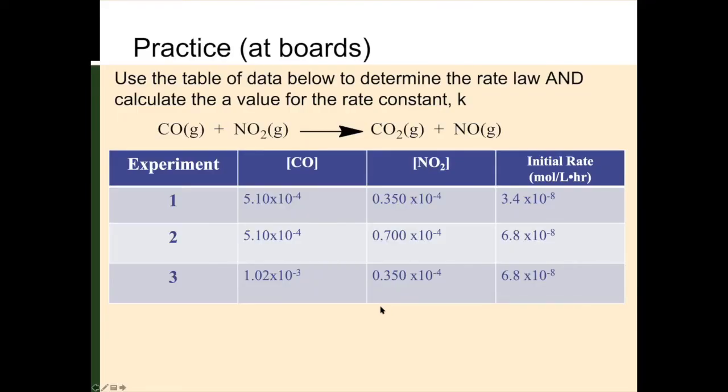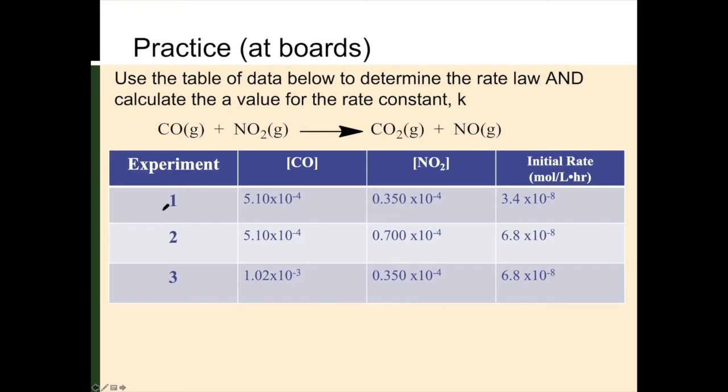Okay, so now what I want to do is use this data table, and we're going to use the more formulaic way to solve for the rate law to answer this question. What we want is the rate law, and then we want to use the rate law to calculate the value of the rate constant. Okay, so remember the equation that I said could be used anytime you hold one of the concentrations constant and you change the other.